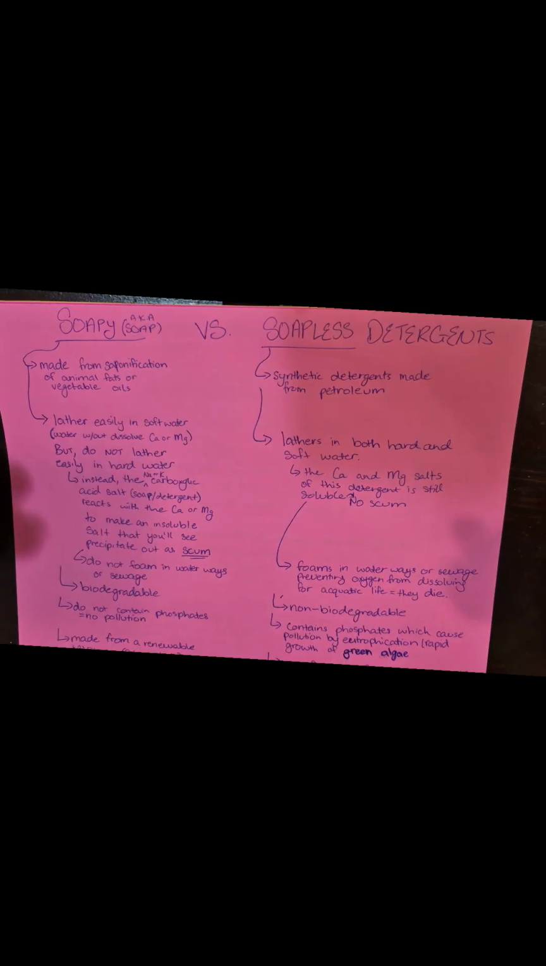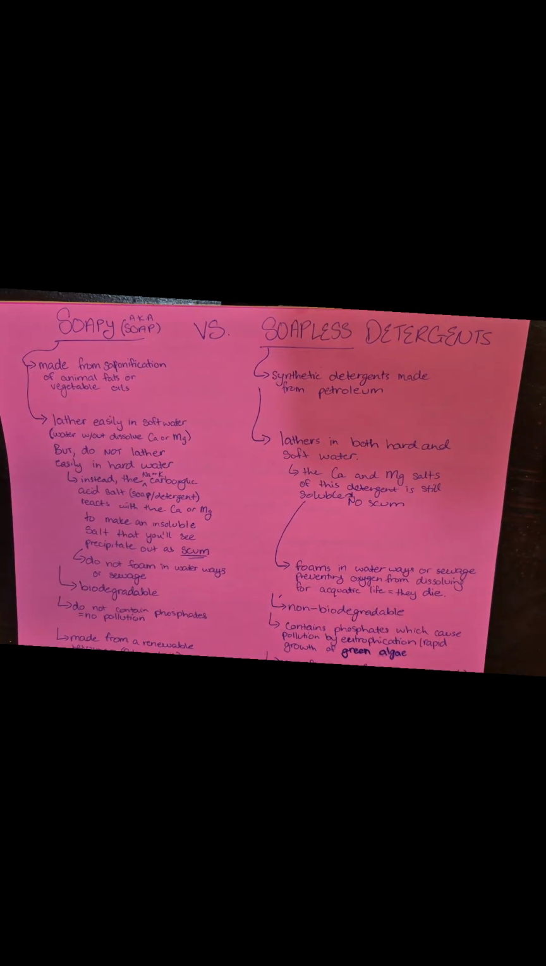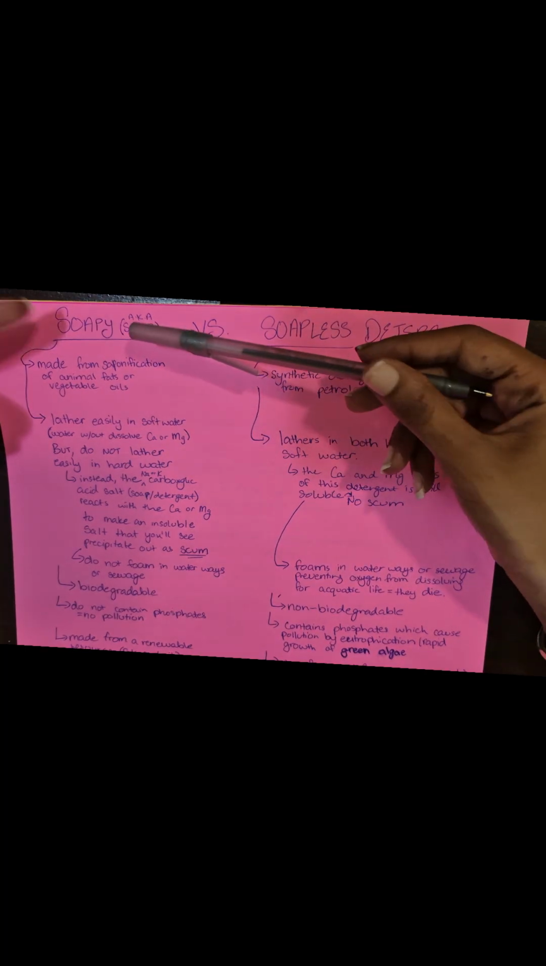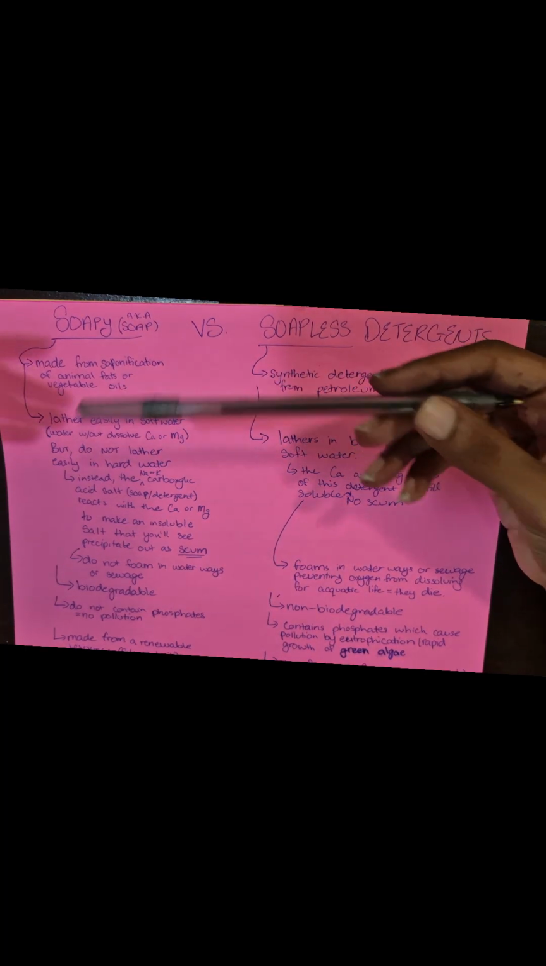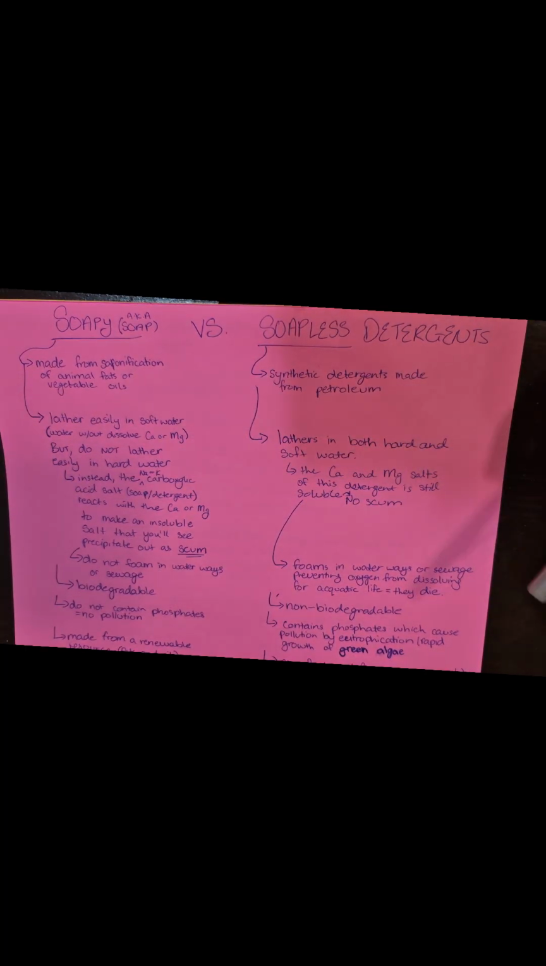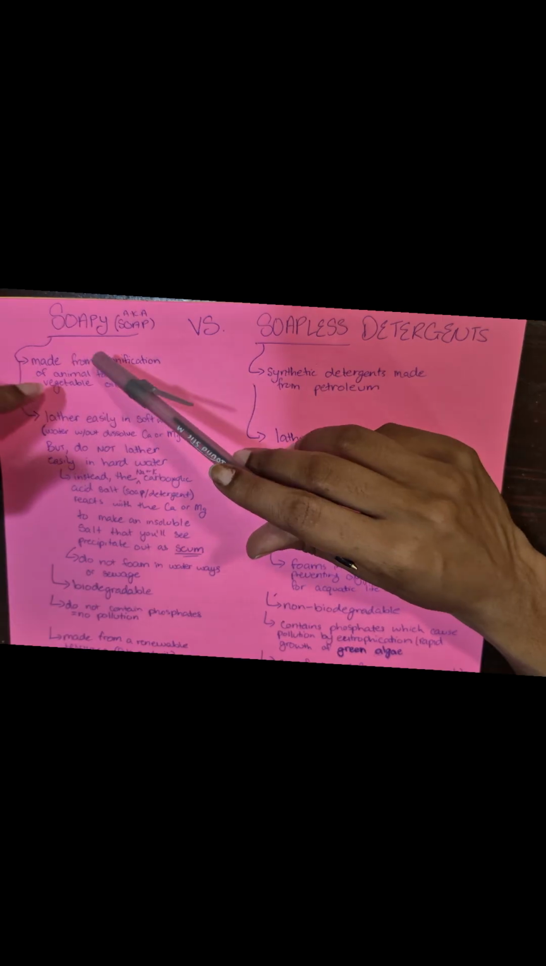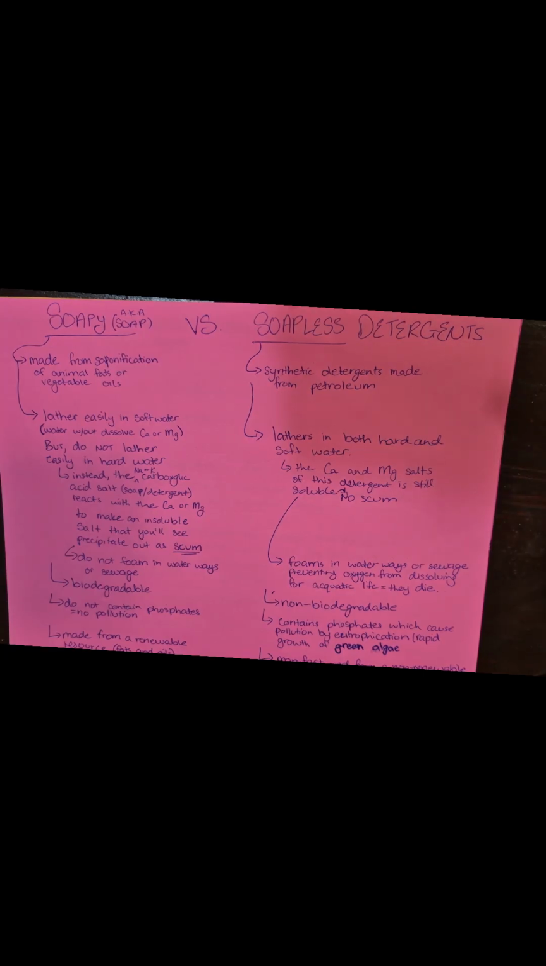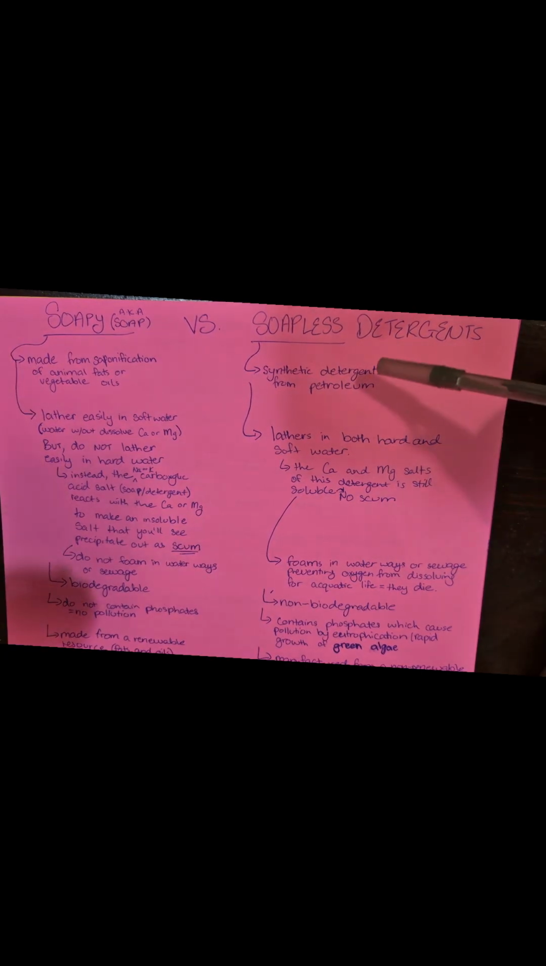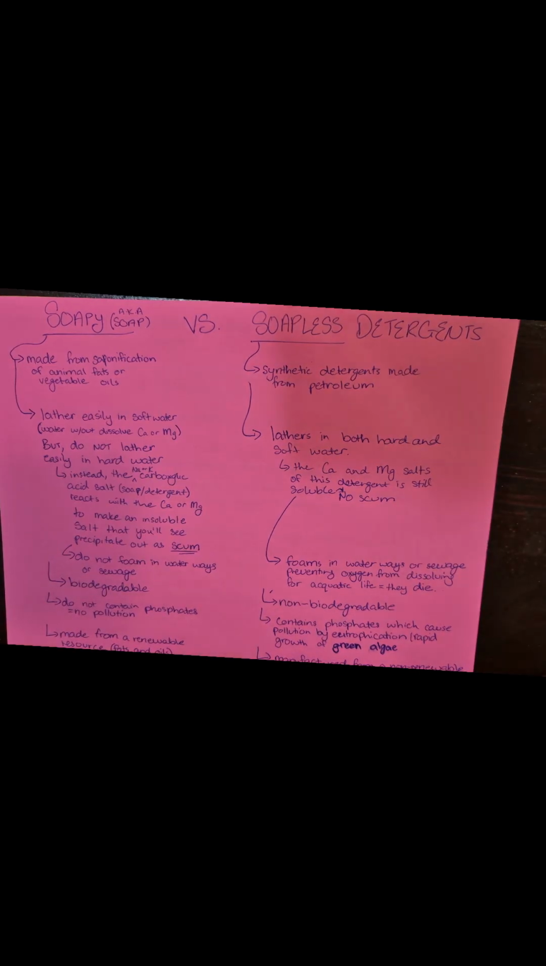The final thing you need to know for this video is soapy and soapless detergents. Soapy detergents, soap, is made from saponification of animal fats or vegetable oils, whereas soapless detergents are made from petroleum. So we already see that our soapy detergents are made from renewable resources, whereas our soapless detergents are made from petroleum, which is a non-renewable resource. That means we can use this up. We can run out of soapless detergents, but we can't run out of soap.